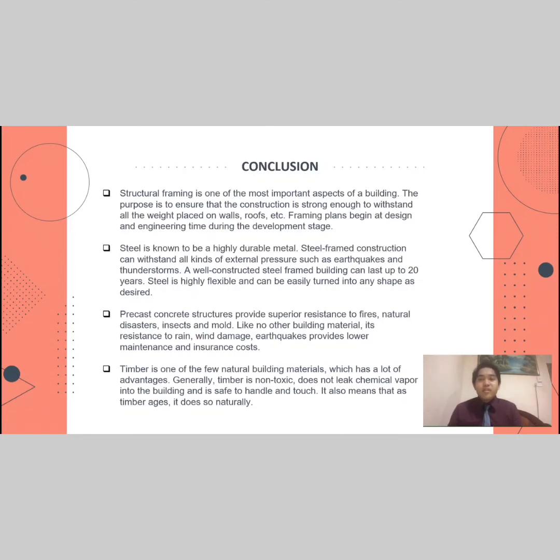Steel is highly flexible and can be easily turned into any shape as desired. Precast concrete structure provides superior resistance to fire, natural disaster, insects, and moths. Like no other building material, it is resistant to rain, wind damage, and cracks, and provides lower maintenance and insurance costs. Lastly, timber is one of the few natural building materials which has a lot of advantages. Generally, timber is non-toxic, does not leak chemical vapor into the building, and is safe to handle and touch. It also means that as timber ages, it does so naturally.